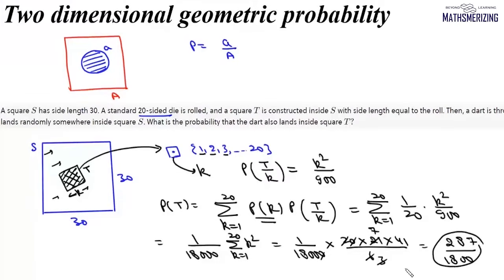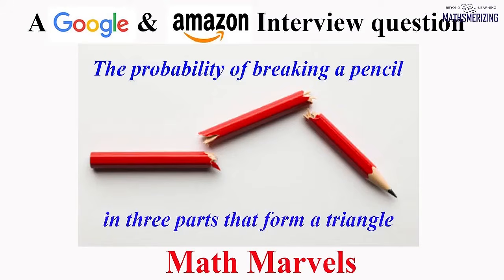A very interesting question in two-dimensional geometric probability is, if we have a pencil of length L, we have to find the probability, in how many ways we can break the pencil into 3 parts so that these 3 parts form a triangle. Now, long back, I have already made a video on that question. So as of now, I'll provide the link to that question in the description below.